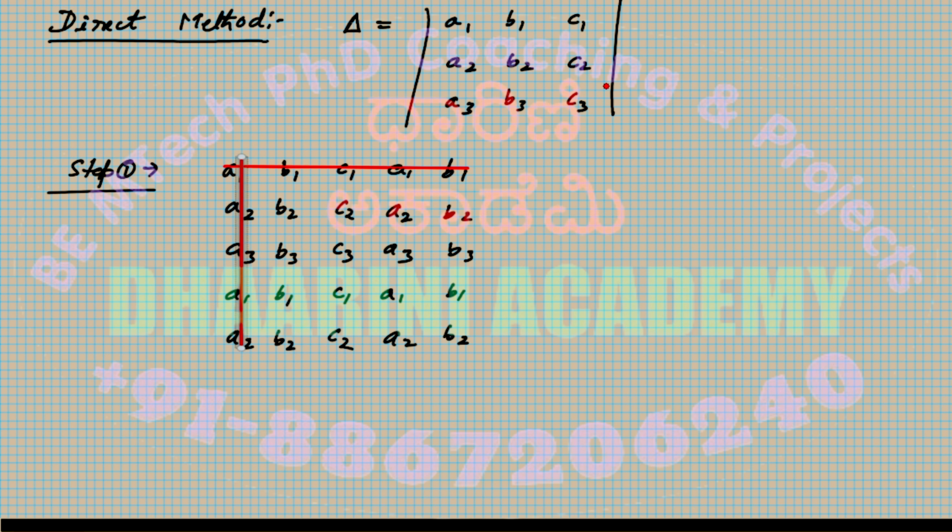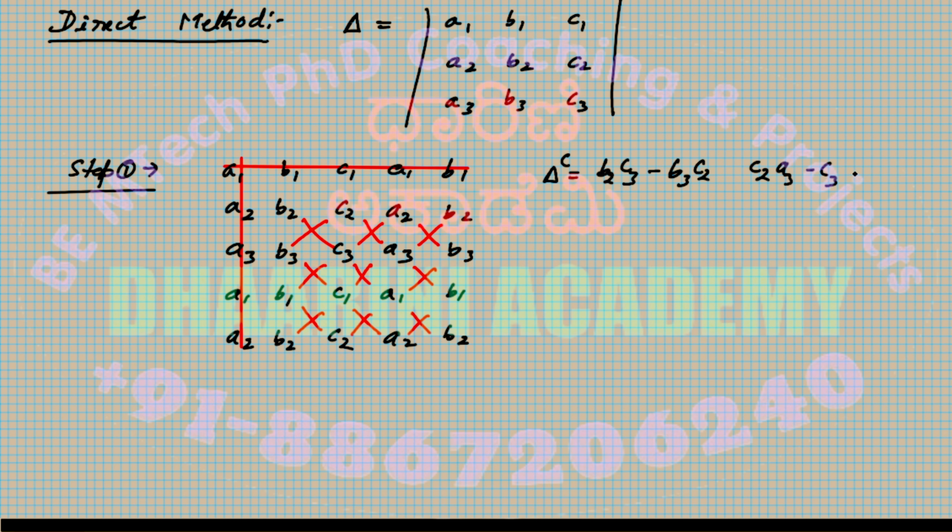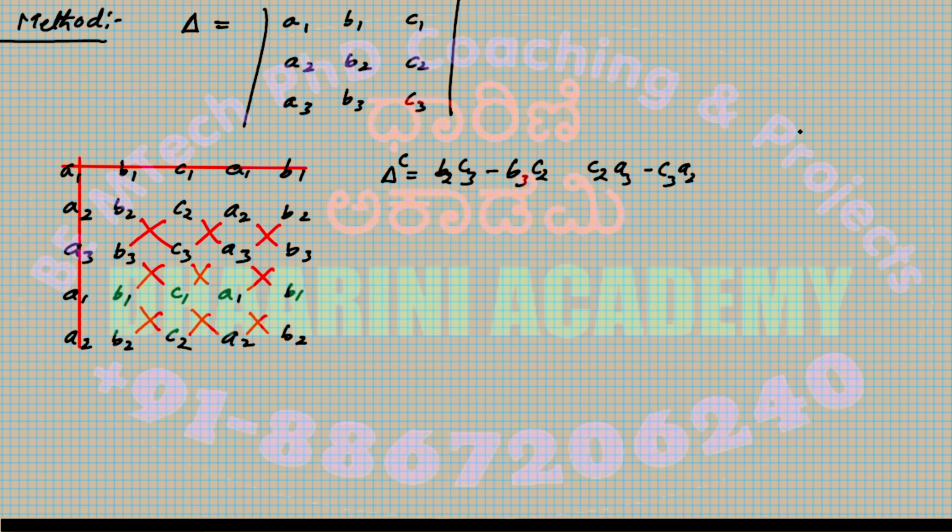Right. Now, after this, multiply to get the 3 values of the determinant, like this and this. This is the third, then the second row, third row of the determinant. So we have to write the delta C like this. This is B2 C3 minus B3 C2, the first one. Then C2 A3 minus C3 A2. Okay, and the third one, this is A2 B3 minus A3 B2.